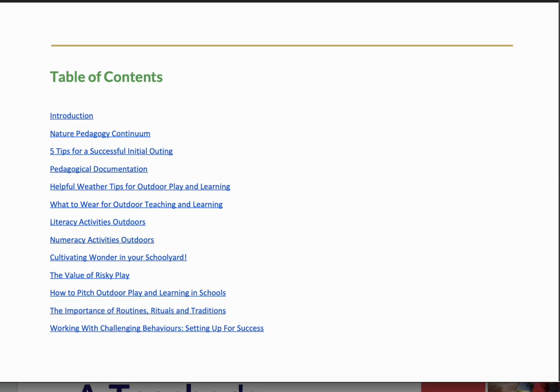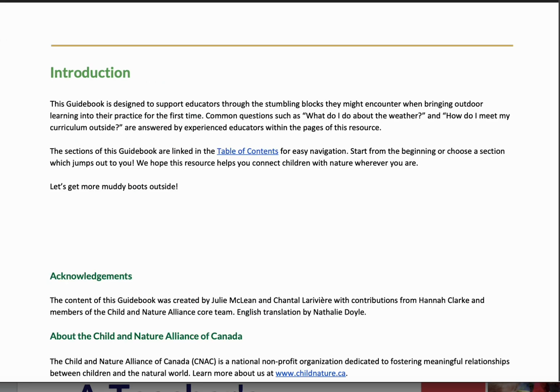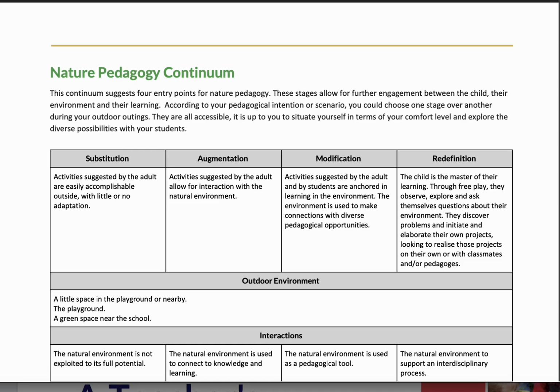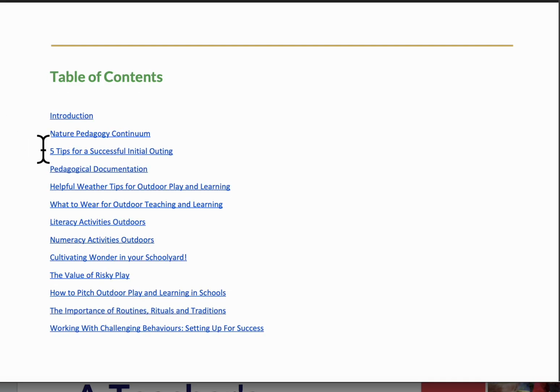So this one really goes into all the various ways of what we're doing with children in terms of specific areas we might be looking to address regarding various topics. If you look up here, you'll see nature pedagogy, successful outings outside, weather tips, what to wear outside, literacy and numeracy, cultivating wonder, the value of risky play, which we've gone into quite a bit, how to pitch outdoor play and learning in school.